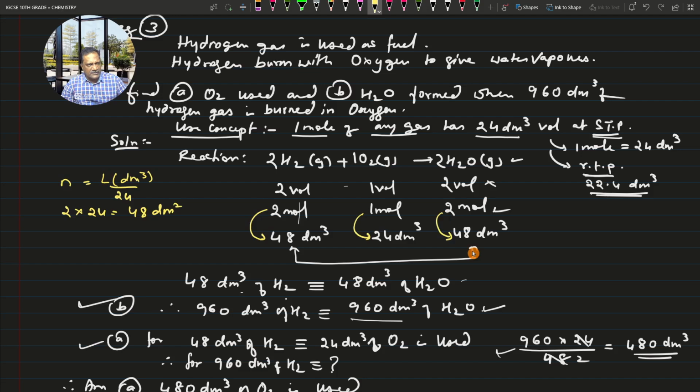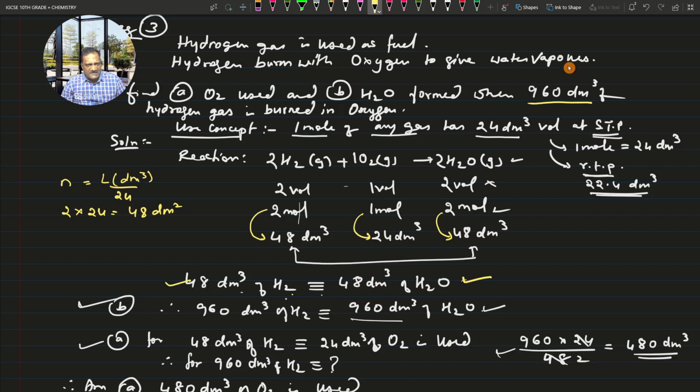Now, let us try to connect these two, that is hydrogen, the reactant, and the water vapor, the product. Now, what is the question? They have asked you to find the oxygen used, and second, what is the water vapor formed from 960 decimeter cube of hydrogen gas. So we now have a relation that 48 decimeter cube of hydrogen will give us 48 decimeter cube of water vapor. It's a 1:1 ratio, right? So 48 decimeter cube of hydrogen is equivalent to 48 decimeter cube of water vapor, right?